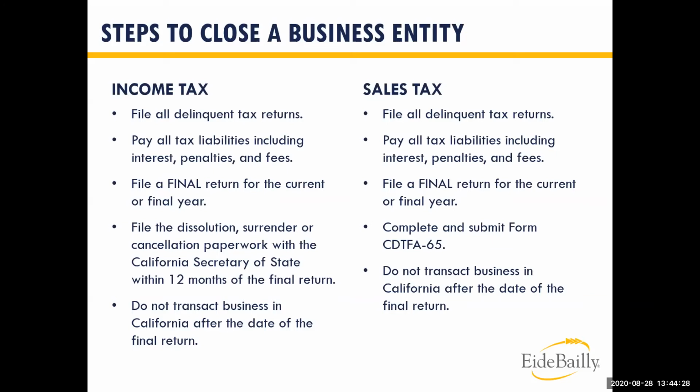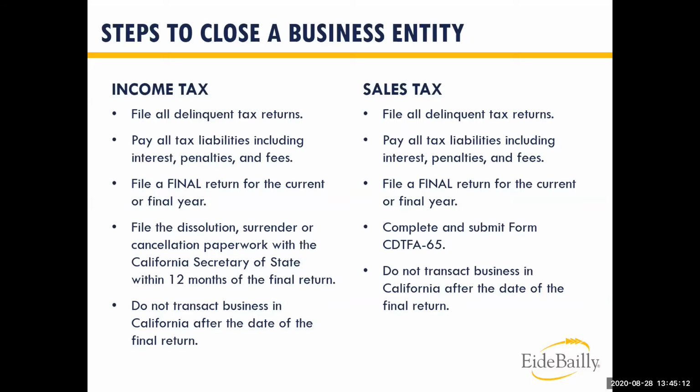Okay, so some steps to close your business. From an income tax perspective, you want to file all your delinquent tax returns and pay any outstanding liabilities, interest, and penalties. California, like most other states, will not let you cease operations or withdraw from the state until you are in good standing. So you want to also file a final return for either the current period or your final year. You want to file your dissolution, surrender, or cancellation paperwork with the Secretary of State within 12 months of the final return. If you do not successfully do this, California will still continue to want that $800.